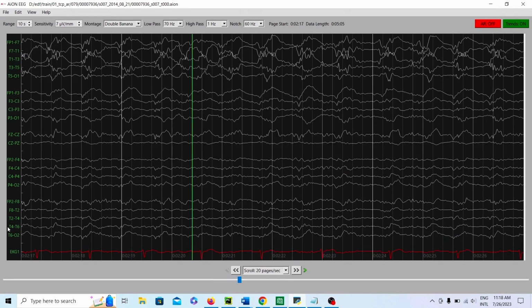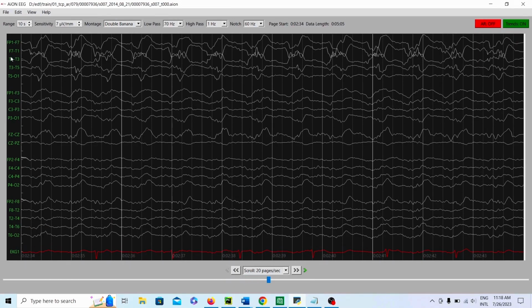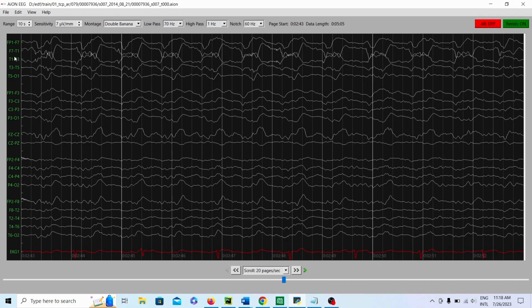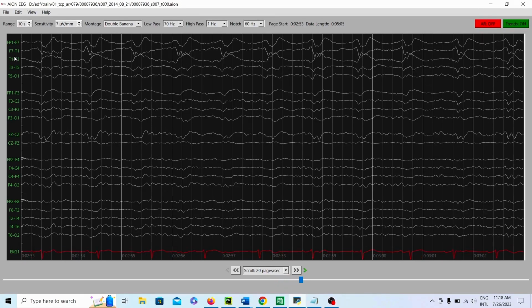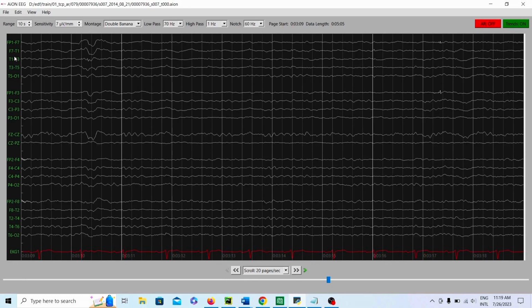So this patient's epileptogenic focus zone, I would say, would be in the left temporal region. And that lines up with the history of their family members also having temporal lobe epilepsy.